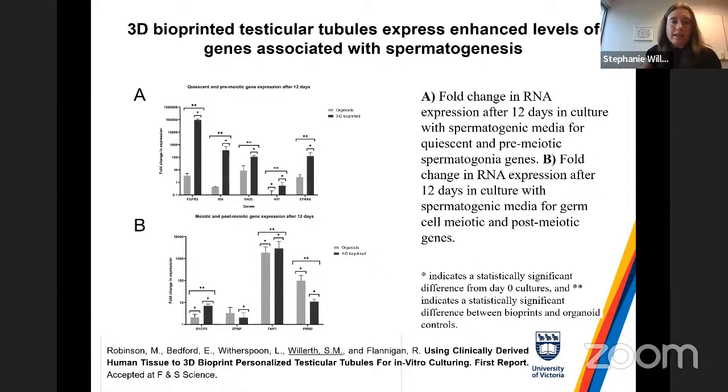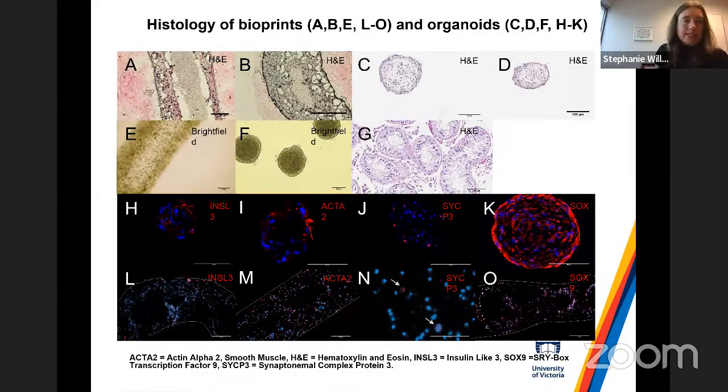And then she also looked at the meiotic and postmeiotic gene expression after 12 days. As I mentioned, this paper was just recently accepted at FNS Science, so we're really excited for it to come out. And again, just to show you a little bit of a comparison, here you can see with the bioprinted testicular structures, you can clearly see the core shell when they've been stained here. And then these are the actual organoids.